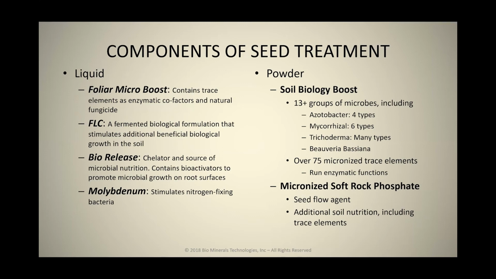Trichoderma, we have many groups of those that fight disease and help with plant nutrition. We have Beauveria bassiana in our seed treatment mix so that we have protection in the root and up in the plant against insects that attack. We have over 75 micronized trace elements that we want to dissolve and get into the seed for early and quick germination and to run enzymatic functions. And then we can add different minerals for flow agents.